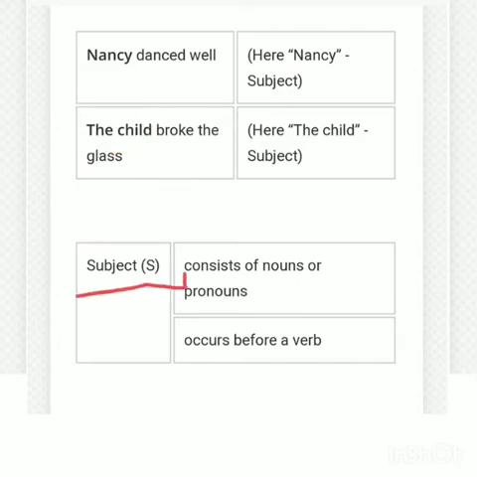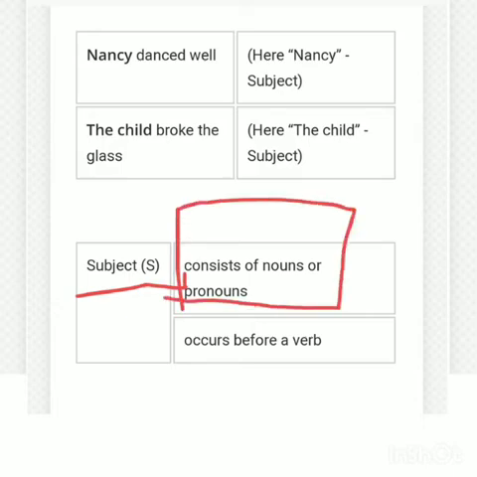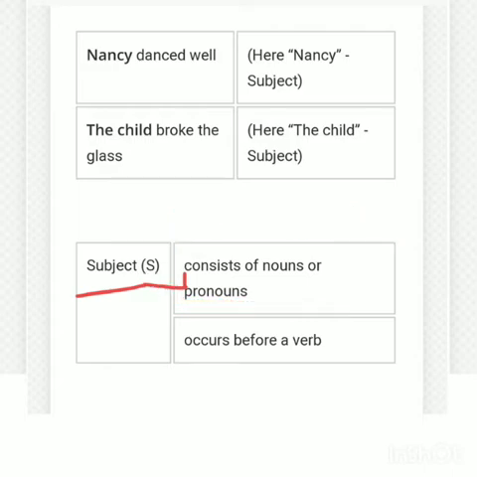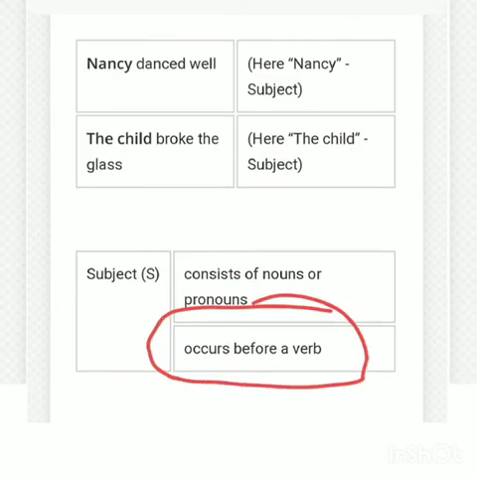So what is a subject? A subject consists of a noun or pronoun. Either noun or pronoun. Pronoun is used instead of a noun. I, we, you, they, she, it are pronouns. Okay. So it may be a noun, or a noun in a group of words, or else it is a pronoun. And a subject occurs before a verb.